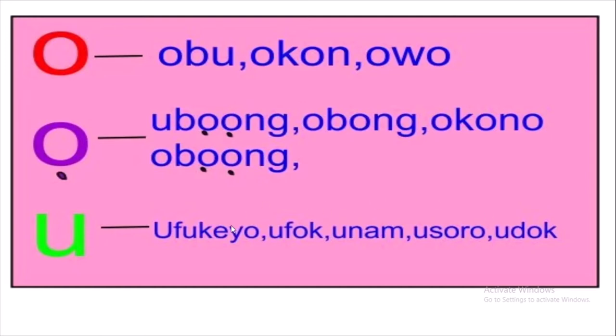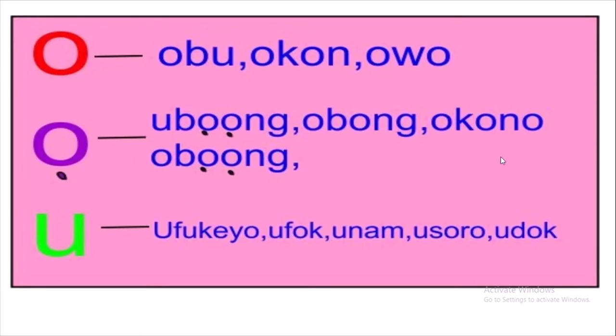We have ufureyo, ufok, unam, usoro, and udok. So you see, all of them have this vowel sound in it, represented by their letters. When you see these vowel sounds in your words, you know how to start pronouncing it. So you study it very well. If you study the vowel sounds very well, you should be able to pronounce.